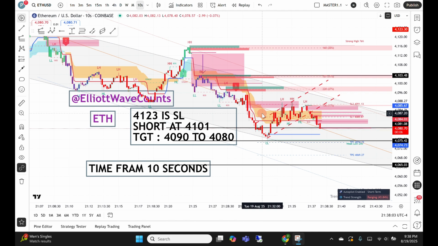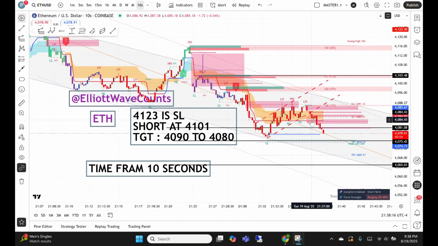What are the changes that have been done so far in this one? This is our Ethereum 10-second chart. It's scalping. It's a short right now. This orange cloud, this orange thing, and this red line, it means the structure is negative, so it's a short.